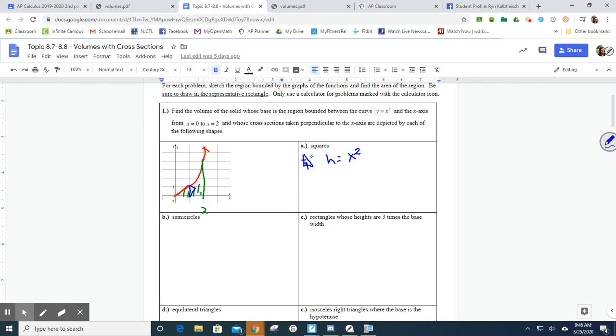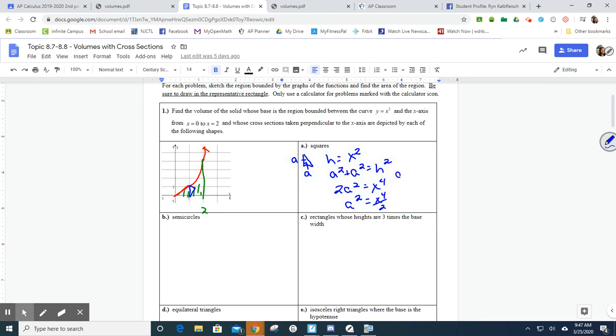Now, if I'm looking at this and doing like Pythagorean theorem, I'm going to call both of these sides a, like a squared plus b squared equals c squared, but they're both the same. So I'm going to say a squared plus a squared equals h squared. So 2a squared equals x to the fourth. You okay with that? Mm-hmm. Divide both sides by 2.